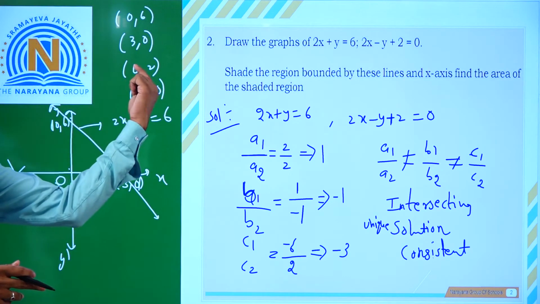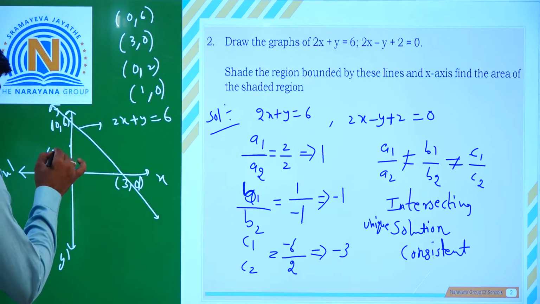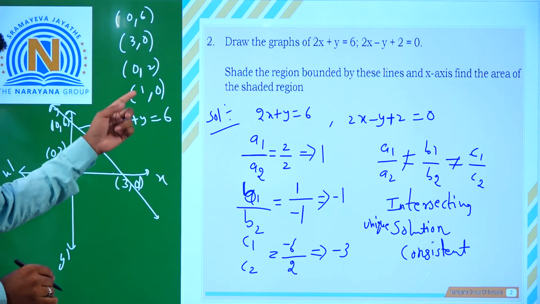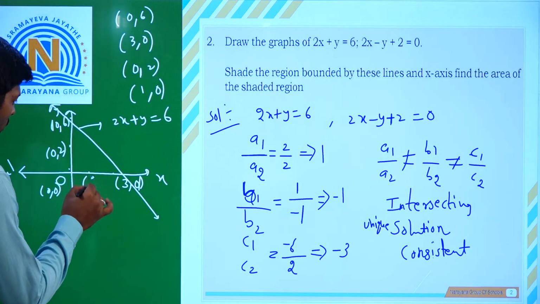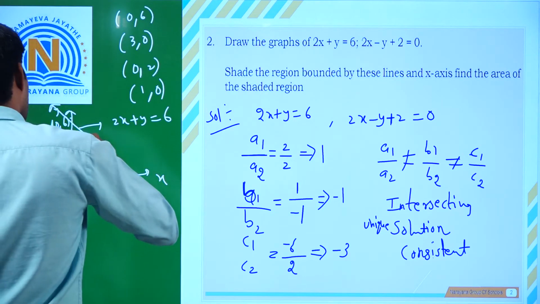Next, look at the remaining 2 points on the graph. That is 0, 2. So here it is 0, 2. Next 1, 0. Now join these two points with the help of a line.